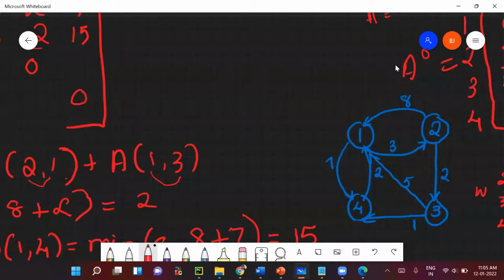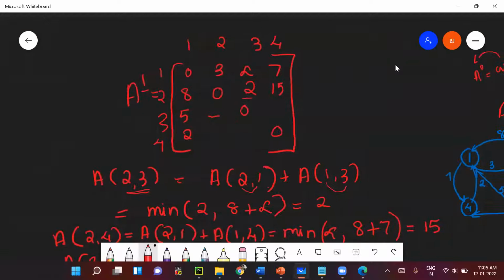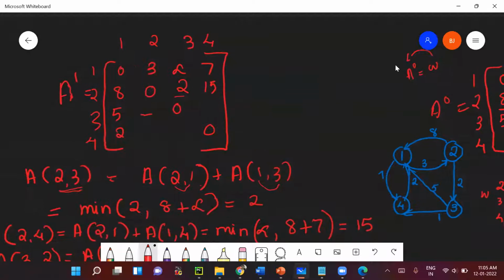Now we are going to construct A1. What is A1? A1 is the distance matrix considering only one intermediate vertex. So which is going to be our intermediate vertex? The first vertex, which is 1, is going to be our intermediate vertex. So how are we going to calculate the distance matrix?